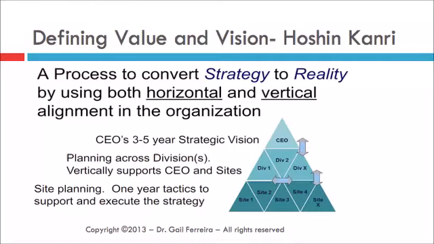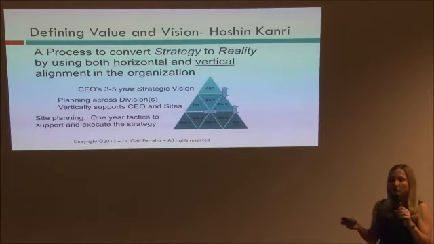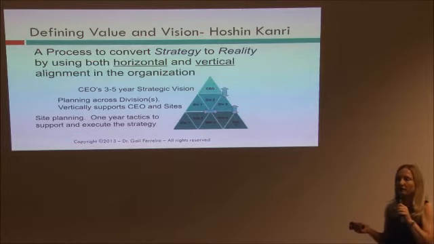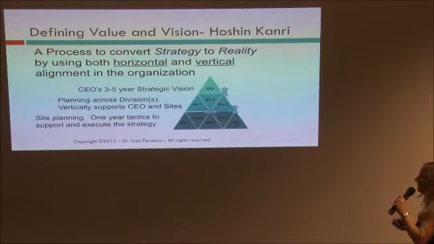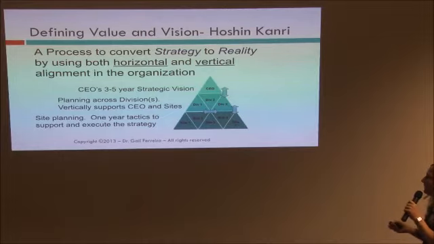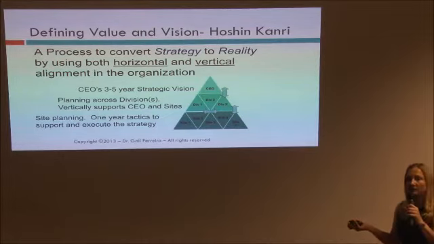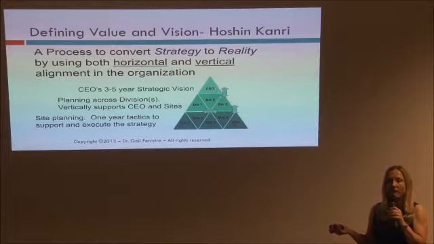What this is used for is really to set the value and vision, and generally it is setting the value and the vision in the eyes of the CEO. So it's a process to basically construct strategy into reality by using both horizontal and vertical alignment. A lot of times it can be the CEO's 3 to 5 year strategic vision.